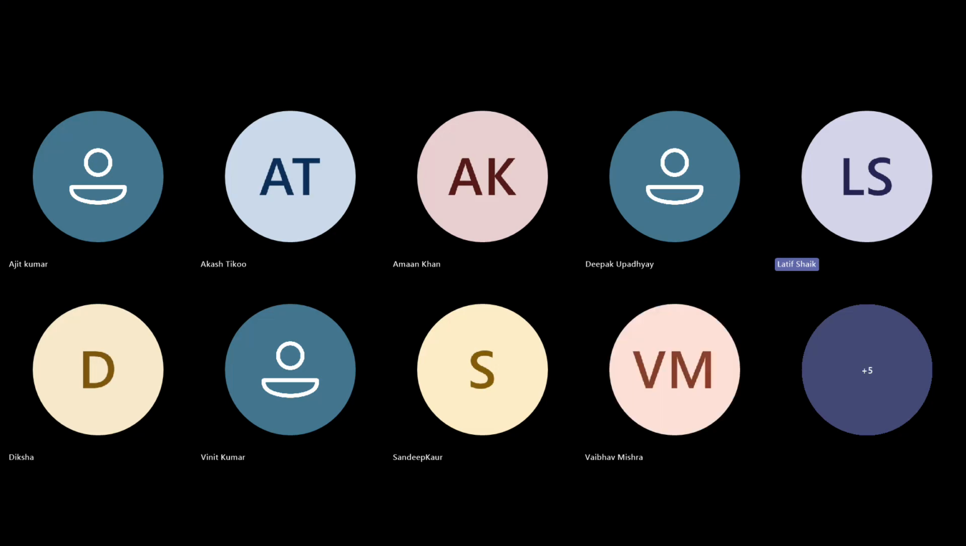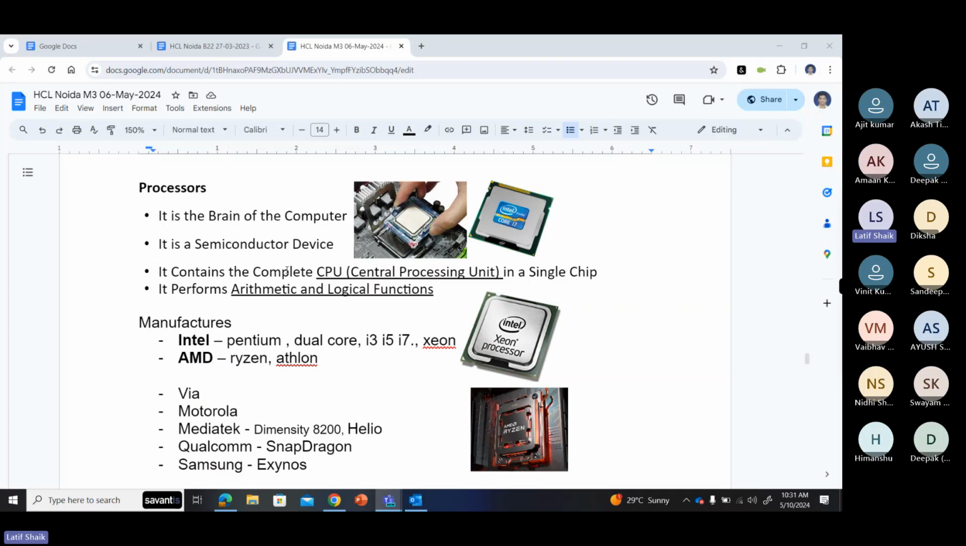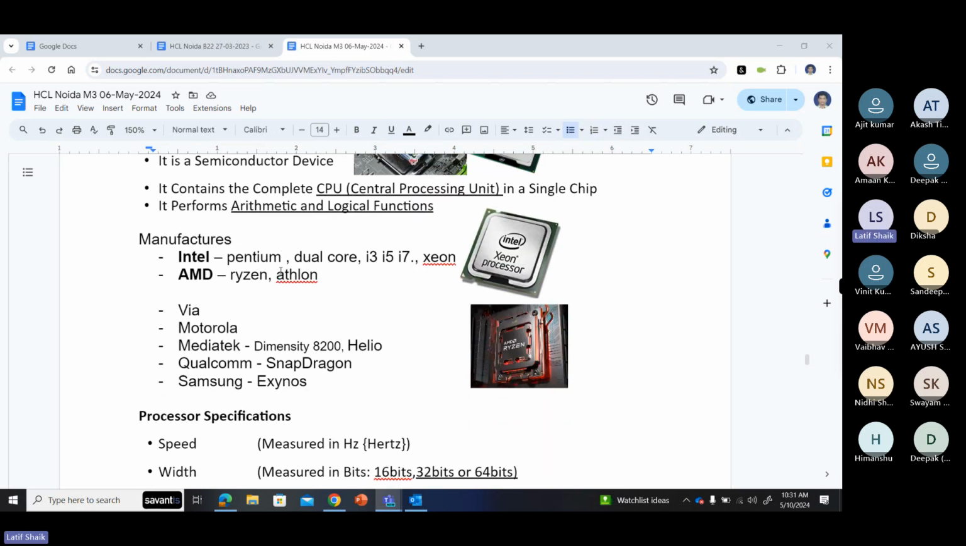Instructions and data are either given directly by the user through an input device, like the keyboard or mouse, or loaded from your hard disk. Whatever function you are doing will be converted into instructions for the processor. The processor will do arithmetic and logical functions.